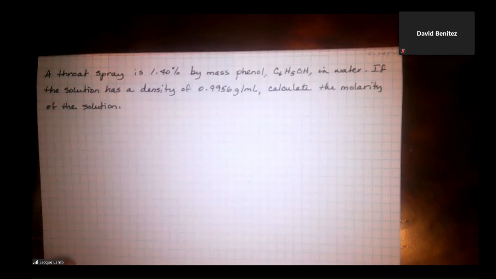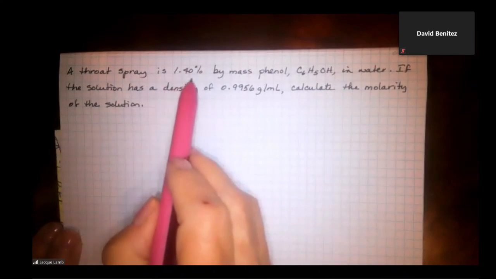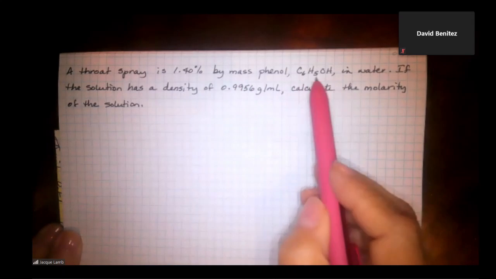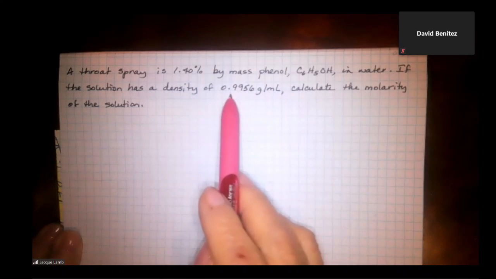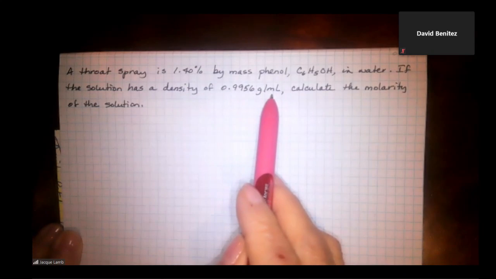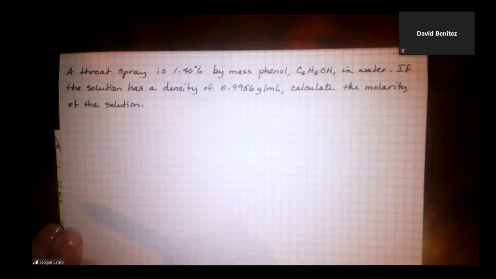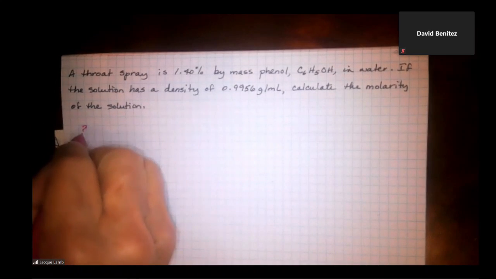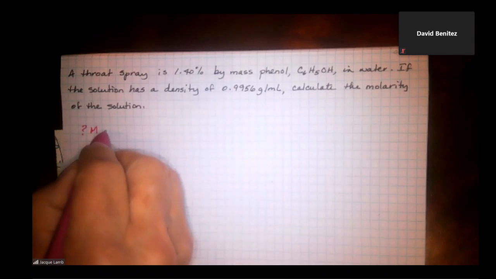Okay, so we have here a throat spray that is 1.4% by mass of phenol. This is our formula for phenol in water. If the solution has a density of 0.9956 grams per milliliter, calculate the molarity of the solution. So let's write the question. What is the molarity?